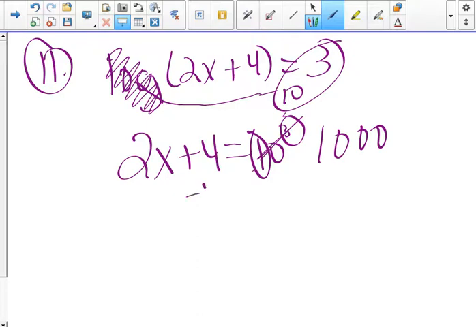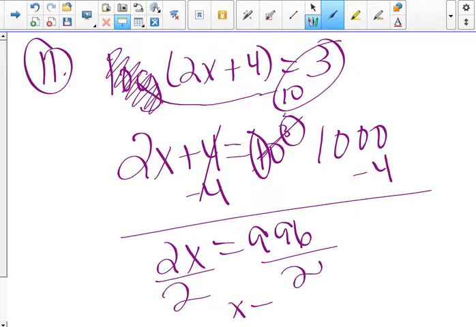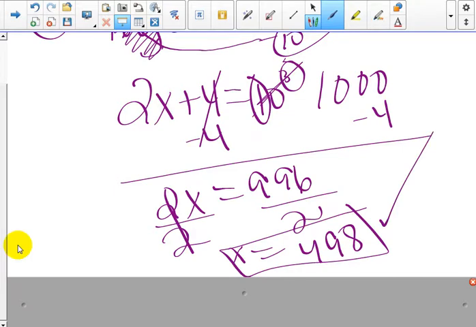Next, we're going to subtract 4 from each side. So we get 2x equal 996. Now divide each side by 2, and what's our answer? 498. You're correct. Very good. And that's all there is to it. Easy, easy peasy. Any questions?